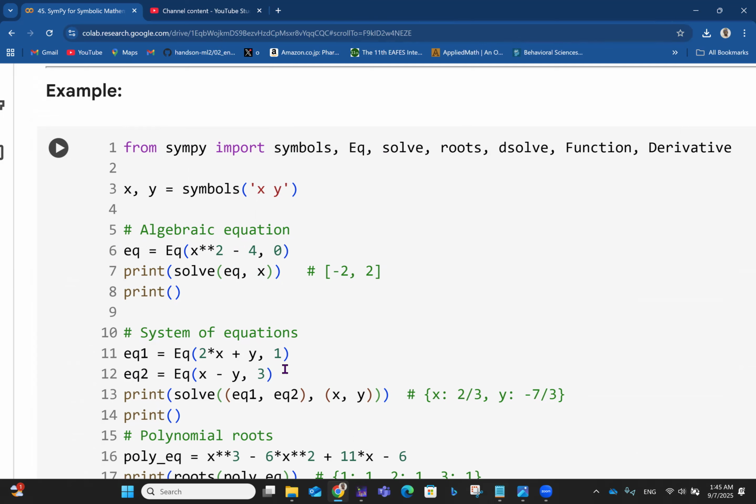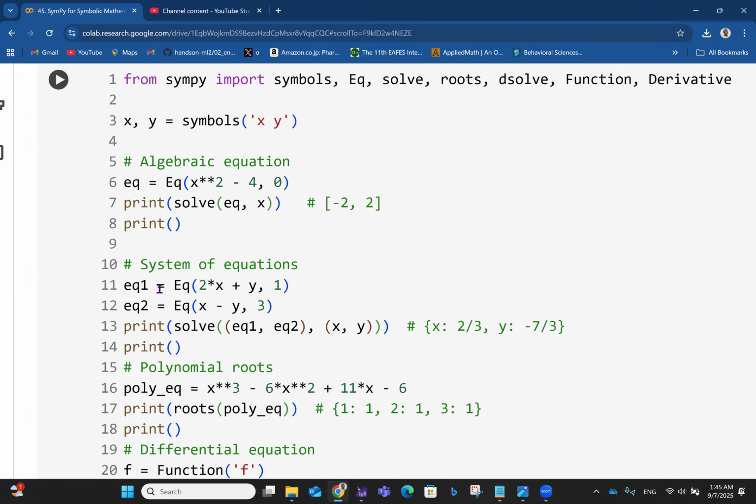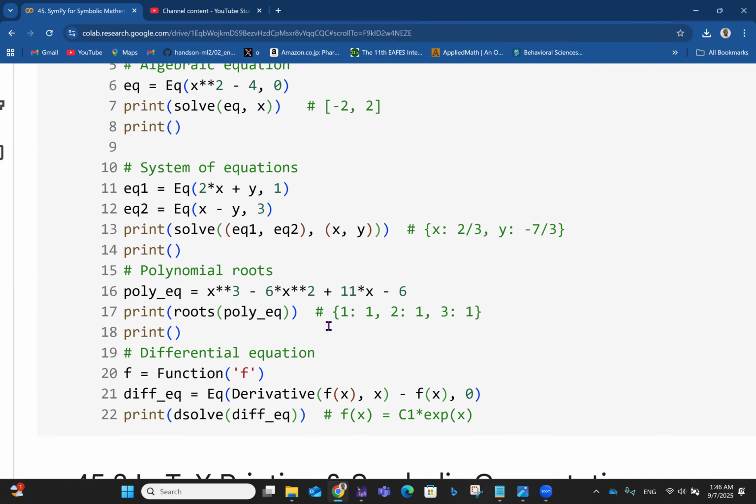Then you can also solve a system of equations. You have equation 1 and equation 2: 2x plus y equals 1, x minus y equals 3. You have a simultaneous equation like that. And then you can print, you can solve equation 1 and equation 2 with respect to x and y, and these are now in their own brackets. And then you put them in the solve function, and you're going to get 2 over 3 and minus 7 over 3 for solving that simultaneous equation. So you can easily use this to solve simultaneous equations, and you get your answer in symbolic format.